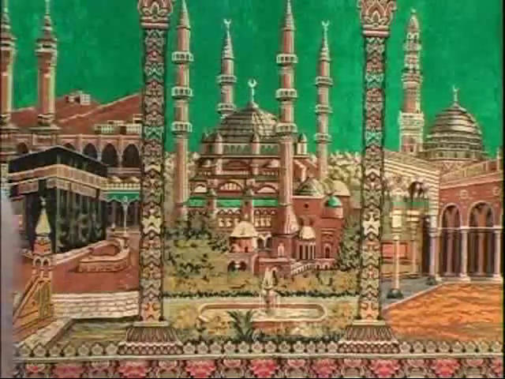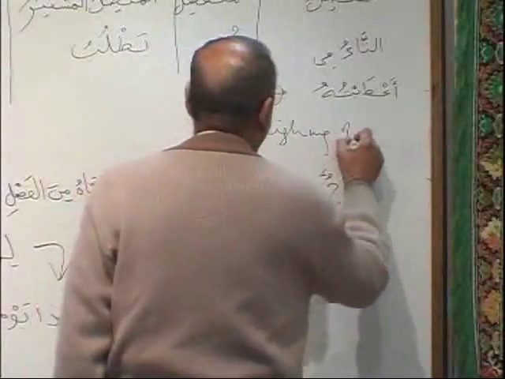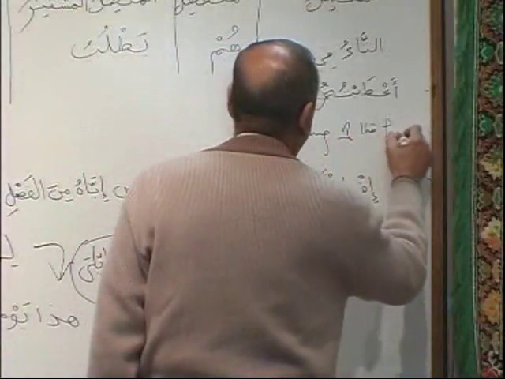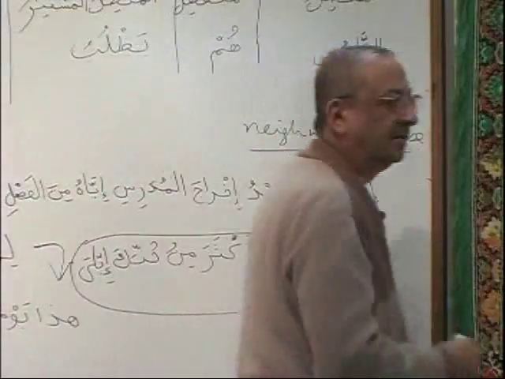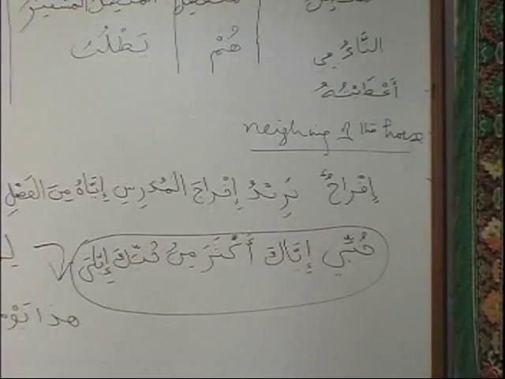Shahara yashkiru, to snort. Force the air from the nose with a sound, you know, it makes a noise. So what will be? Shahirun. What is the meaning of shahirun? Snorting. Sahala yashilu. What is the meaning of sahala yashilu? Neighing. Neighing of the horse. Sahilun.